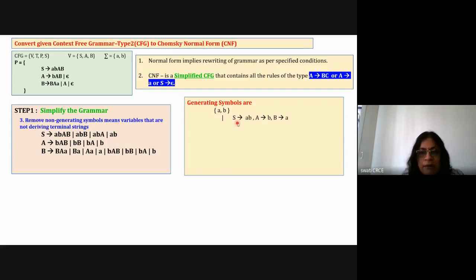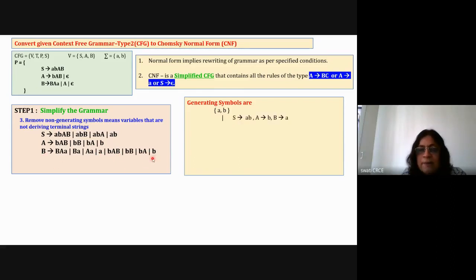Okay. And so I have identified for S. Now for A. So for A, I have the rule A is equal to small b, and B is already there in the set AB. So A is also a generating symbol. Go for the third variable, that is capital B. Capital B is equal to small a or capital B is equal to small b.